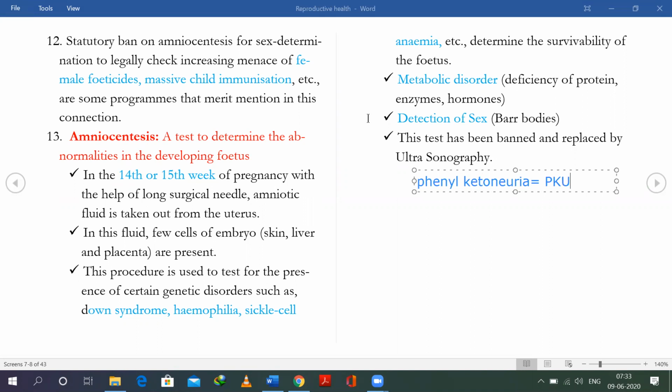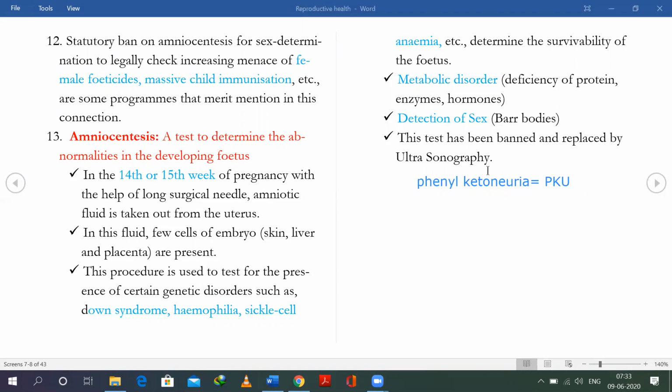And determination of the sex. Obviously, when you see the chromosome pattern, you would know the sex. You would know the sex, but the sex is not displayed in this amniocentesis test report.